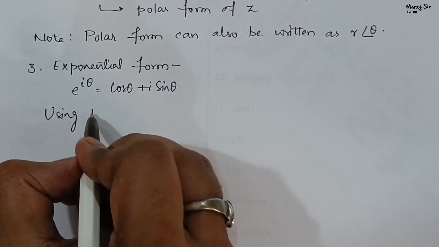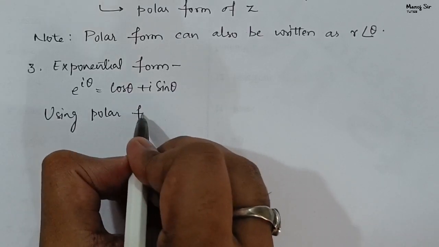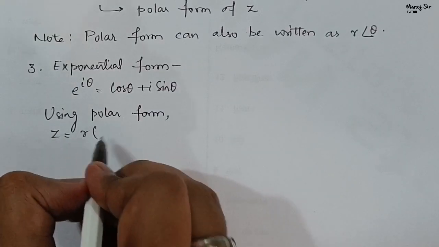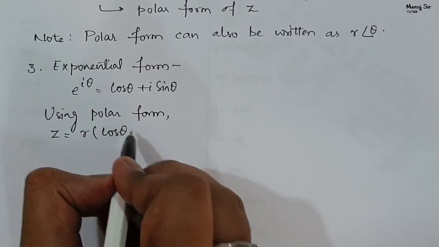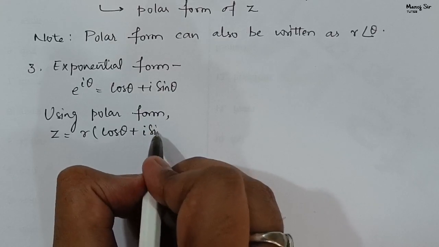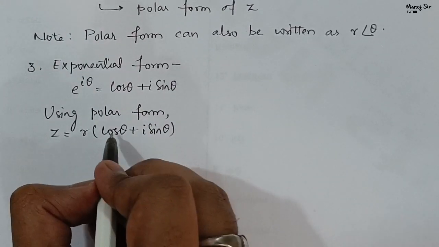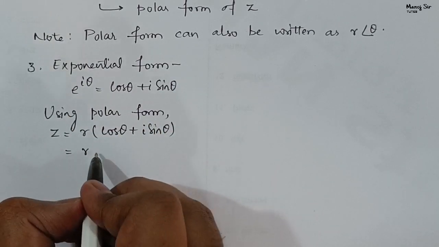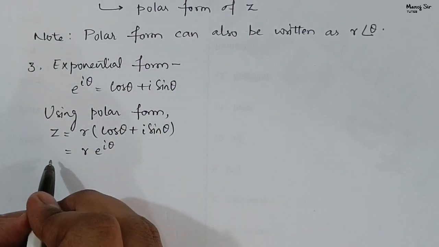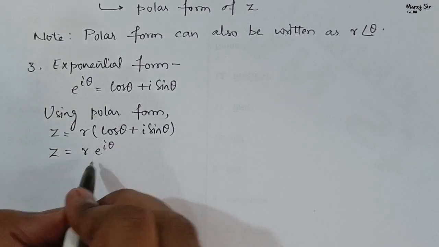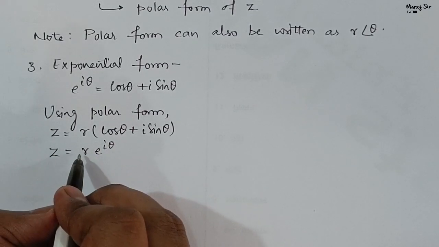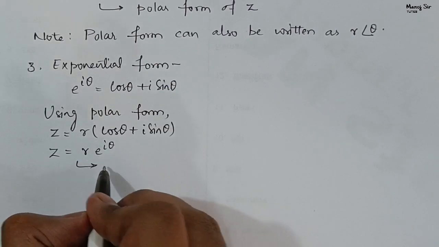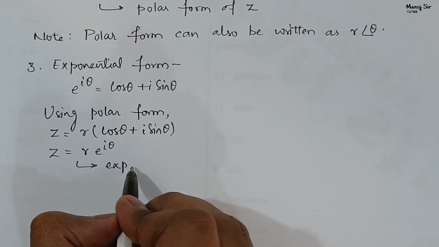Using the polar form of a complex number, we have z equals r bracket open cos theta plus I sine theta, which is equal to e to the power I theta. So we can say r into e to the power I theta. What is this? This is z, and this form is known as the exponential form of a complex number.